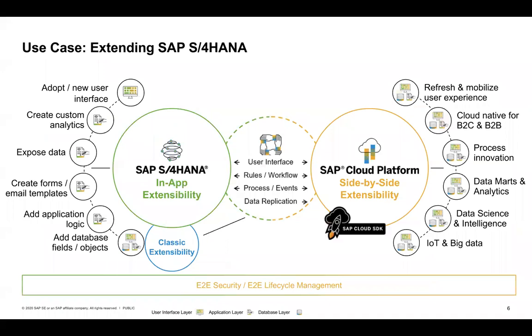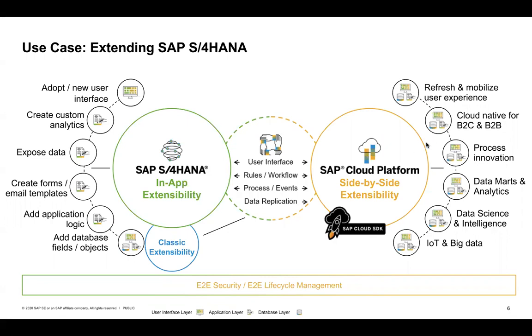Having a look at this picture, also very short, here we see an example of how the Cloud SDK can help. In this picture, we see the S/4HANA extensibility patterns, which might be either in-app extensibility, like on the left-hand side, meaning that we do our extension code and all the changes inside of S/4HANA. This is what's known as classic extensibility, like most of our customers and partners do it.